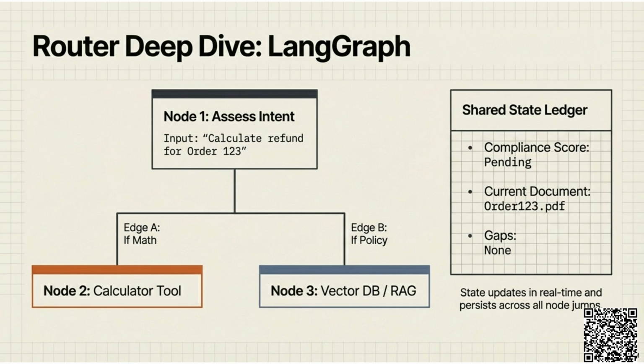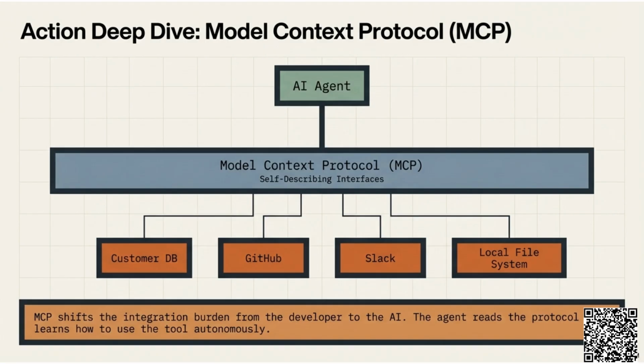LangGraph is a router that assesses intent and conditionally directs the workflow, for example, to a calculator tool or a vector DB. State updates persist in real time across all node jumps via a shared state ledger. The Model Context Protocol, or MCP, handles actions by using self-describing interfaces. This shifts the integration burden from the developer to the AI, allowing the agent to autonomously learn how to use various tools.